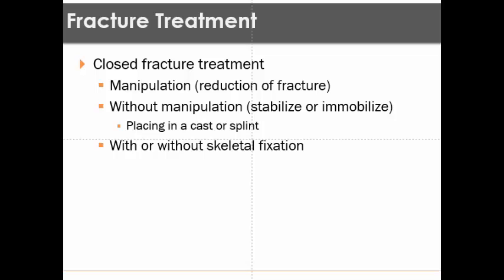There are different types of fracture treatments. A closed fracture treatment can be manipulation or reduction of a fracture. That's just making sure that the bone is pushed or pulled back into alignment. It can be without manipulation, just simply stabilization or immobilizing a fracture by putting it in a cast or a splint, meaning it's not out of alignment in the first place. And it can be with or without skeletal fixation.